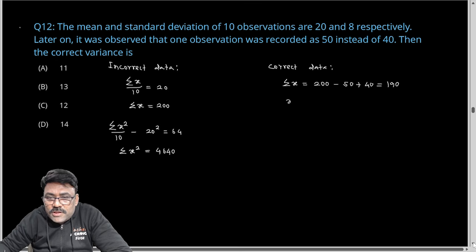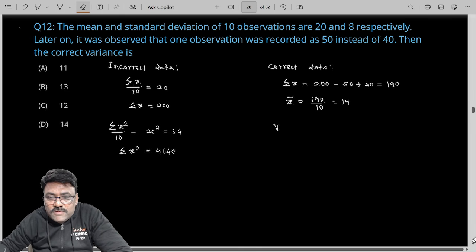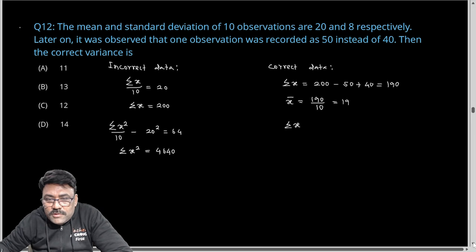So what will be the correct mean? Correct mean is now 190 by 10, which is 19. So what will be the correct variance? Correct variance. Variance is Vx. So it is sigma x square by n minus the square of the mean. Let's find sigma x square also. Correct sigma x square. So sigma x square is 4640.